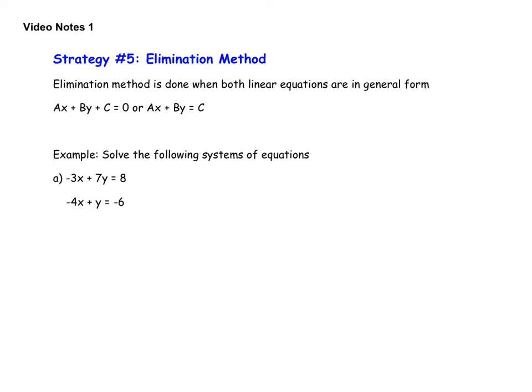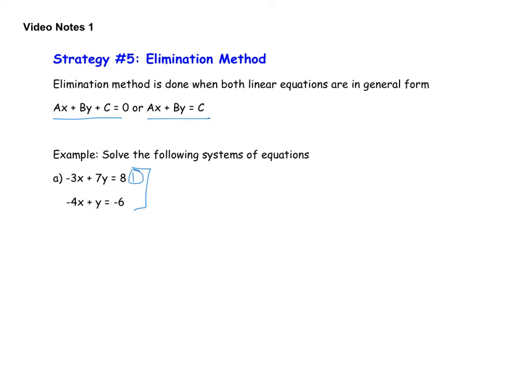So the last strategy, the most common in word problems, is the elimination method. The elimination method is used when both linear equations are in general form. Okay, so ax plus by plus c is equal to 0, or ax plus by is equal to c. Both are in general form. So here we have two general form equations.